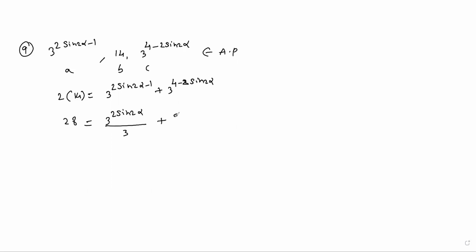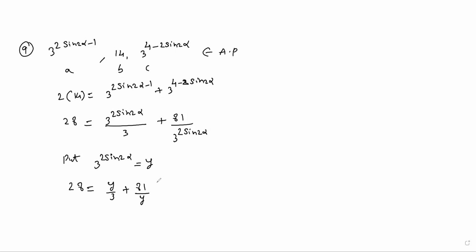This is 3 power 4, we can take 81. 3 power minus means we can take 3 power 2 sin 2 alpha. For easy purpose, I am putting 3 power 2 sin 2 alpha as some y. Now here 28 is equal to y by 3 plus 81 by y.